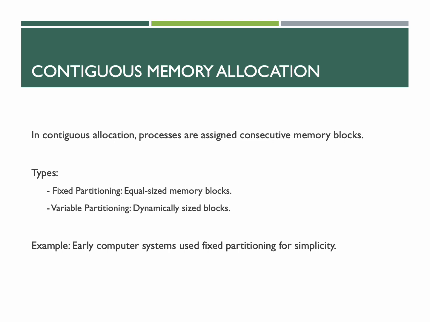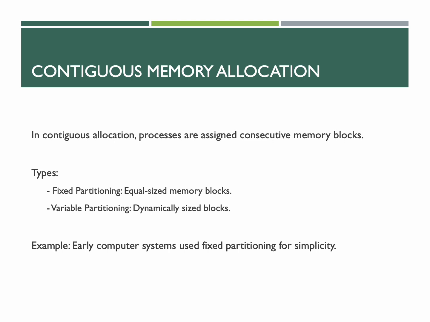Okay, let's discuss contiguous memory allocation now. In contiguous memory allocation, processes are assigned consecutive memory blocks within the system's memory. This method ensures that all the memory a process needs is allocated in a single continuous section. There are two main types of contiguous allocation: fixed partitioning and variable partitioning.